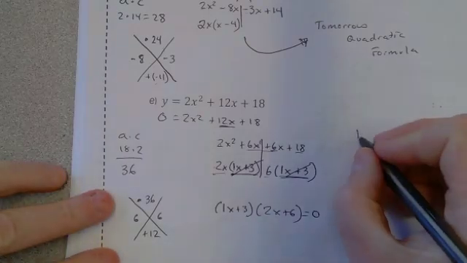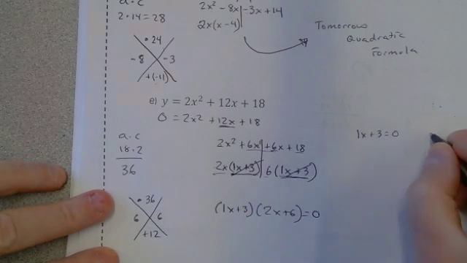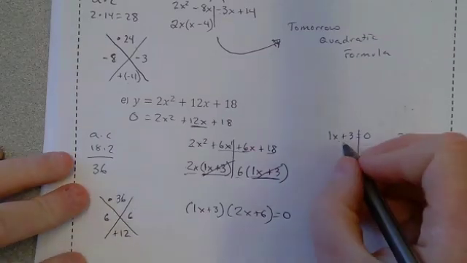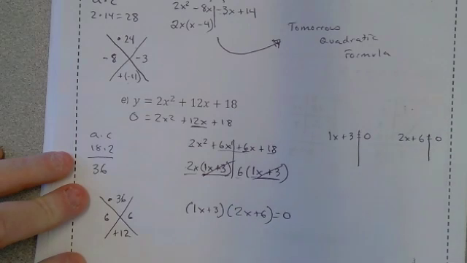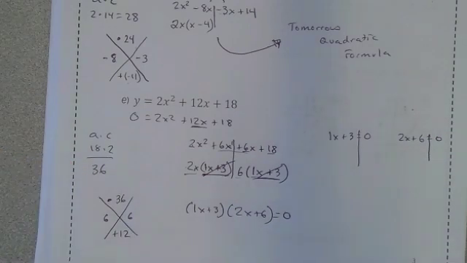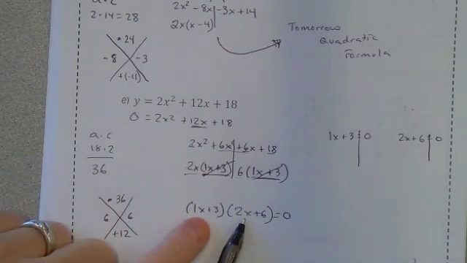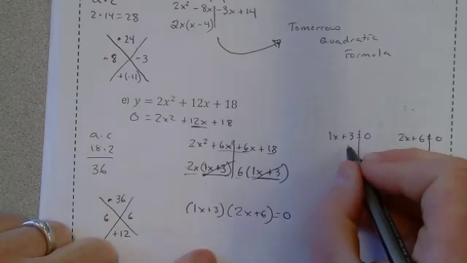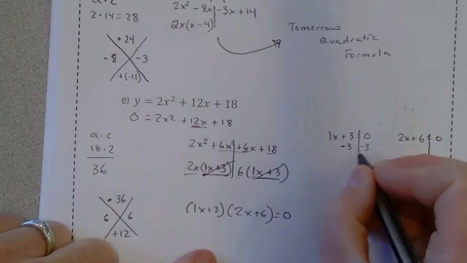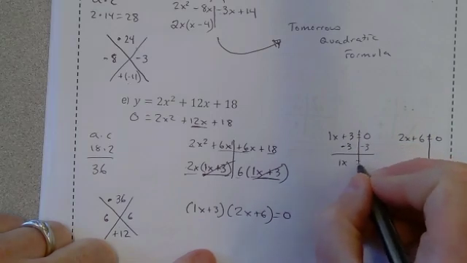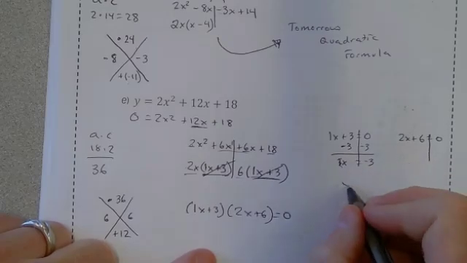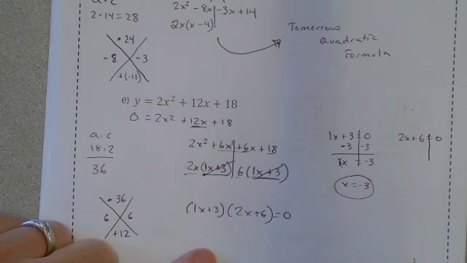So now I'm going to set each part equal to 0. 1x plus 3 equals 0. 2x plus 6 equals 0. And we're going to solve each part. So all I did is I took these two things down here, and I set each of them equal to 0 over here. So we're going to undo a plus 3 by subtracting 3 on each side. 1x equals negative 3. I can get rid of the 1, and my first 0 is at negative 3.